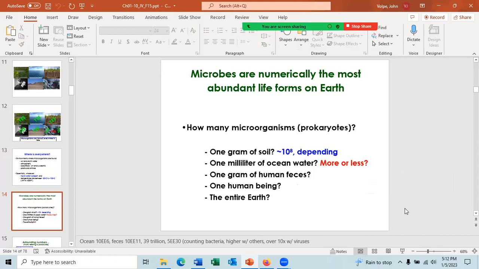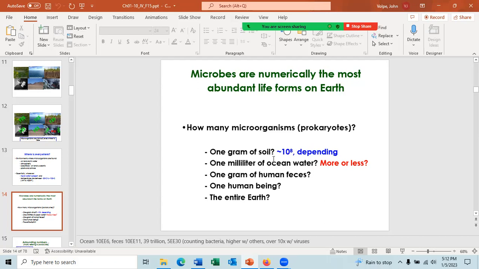Microbes are numerically the most abundant life form on the planet Earth. How many microorganisms are present? We're talking about prokaryotic cells. We're not talking about viruses. For example, if we included viruses in the microbes, then the numbers would be 10 times the number that I'm going to give you here.